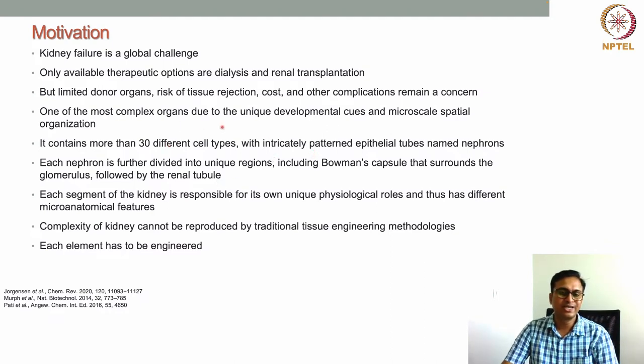Also, the kidney has intricately patterned epithelial tubes, named nephrons, that carry the filtered fluid to the bladder. These nephrons have different parts with different functions. The first part is the filtration unit, called Bowman's capsule, which surrounds the glomerulus, where the filtration of the blood actually happens.